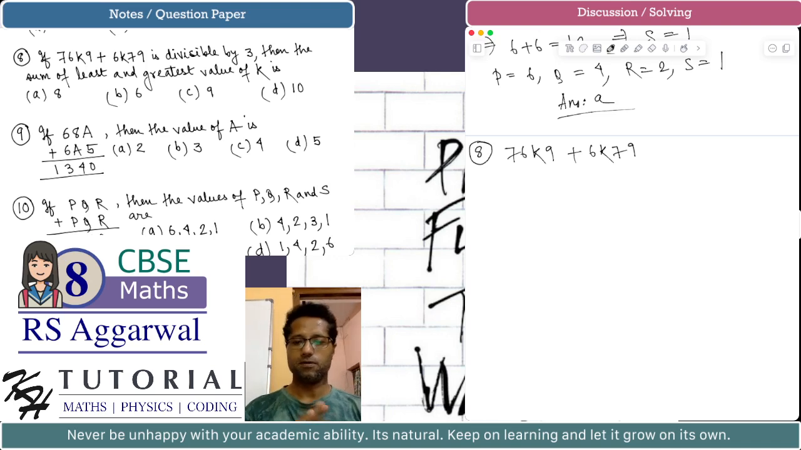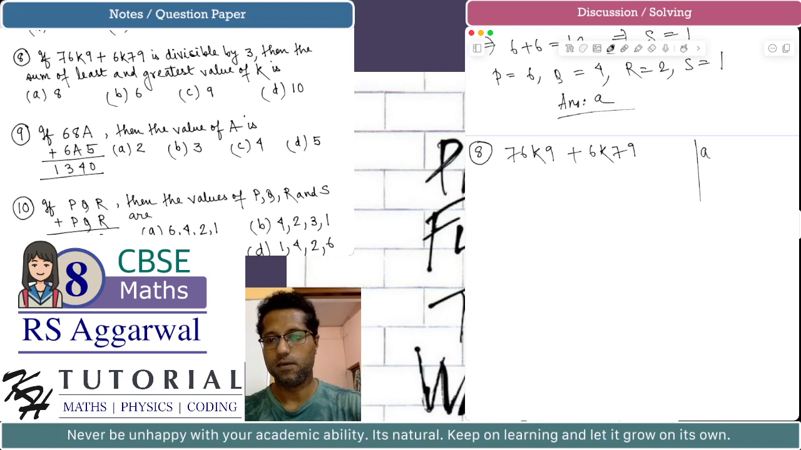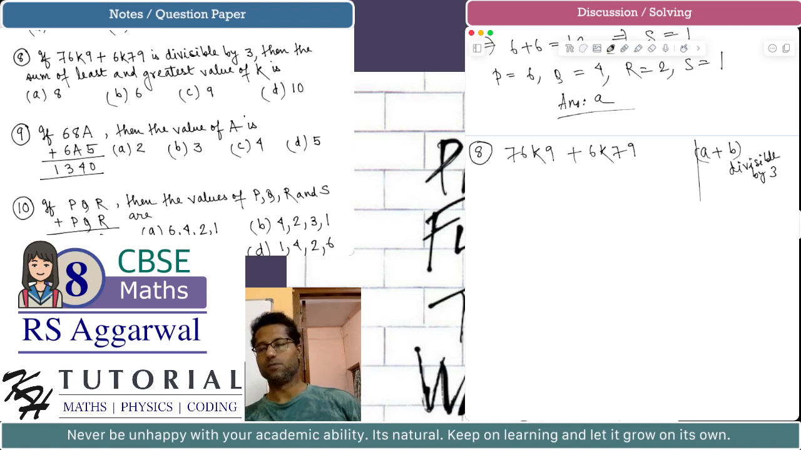Now, for the sum of two numbers, it is not the case that if a plus b is divisible by 3, then individually a will also be divisible by 3 and b will also be divisible by 3. It may not be the case, because a could be 2, b could be 4, and 2 plus 4, 6, is divisible by 3, but neither 2 nor 4 is divisible by 3. Then the sum of the least and greatest value of k is, okay.